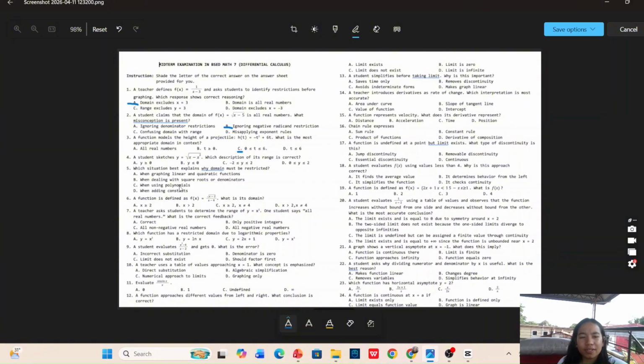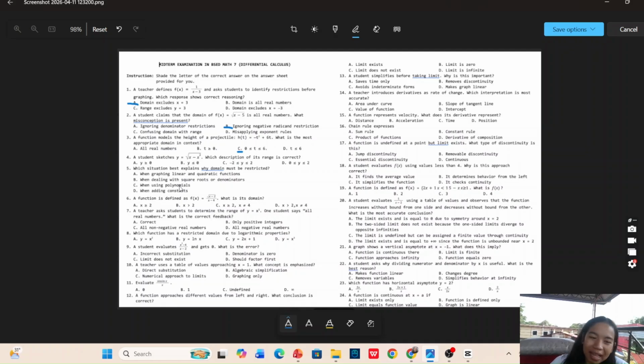Now let us move on to number 4. A student sketches y equals the square root of x minus x squared. Which description of its range is correct? The choices are A, y is greater than or equal to 0, B, y is less than 0, C, y is greater than or equal to negative 2 and y is less than or equal to 2, and letter D, y is greater than or equal to 0 and y is less than or equal to 2.